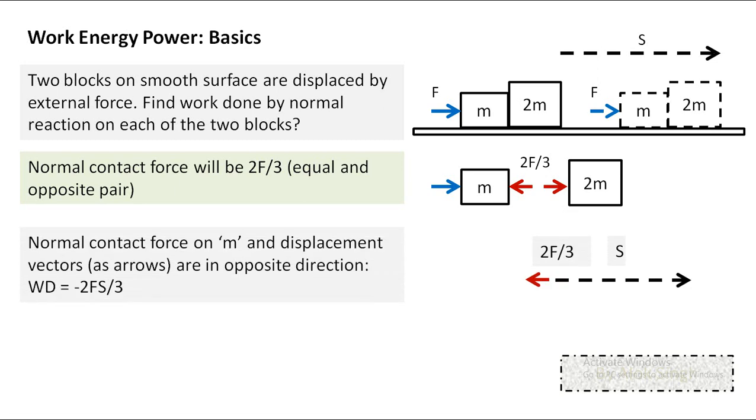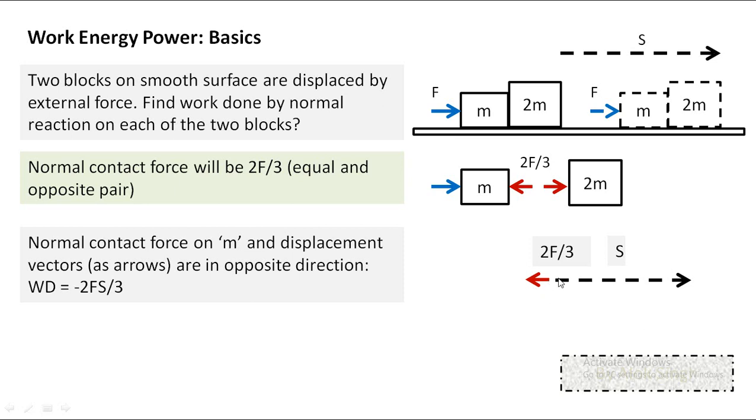So displacement vector, so let's calculate work done on which one first? Let's calculate work done by normal force on block M. In that case, we'll take this force and displacement of M. So this is the displacement and this is the direction in which the force acts.